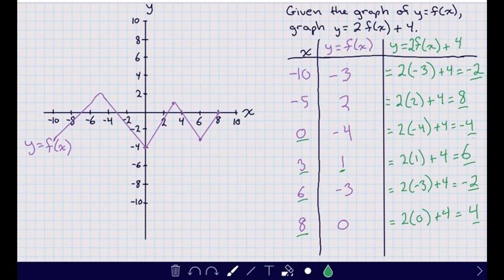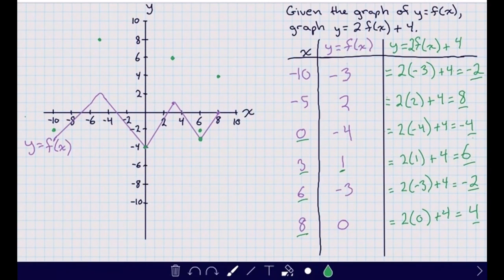So the first one will be negative 10 and negative 2, so there's that. The next one will be negative 5 and 8. The next one is 0 and negative 4. The next one is 3 and 6. And then the next one is 6 and negative 2. Oops, negative 2. And then the next one is 8 and 4.